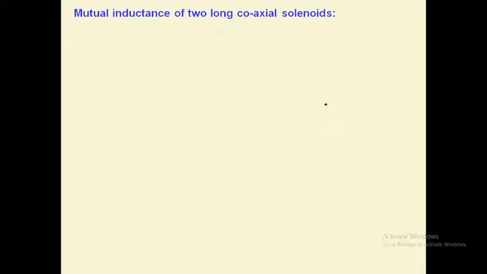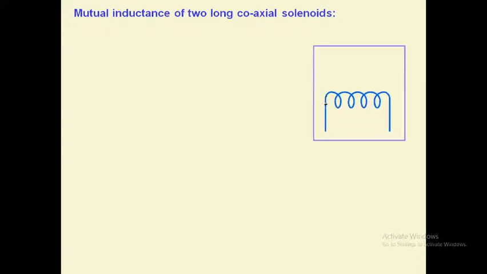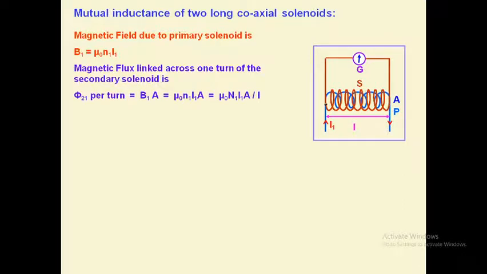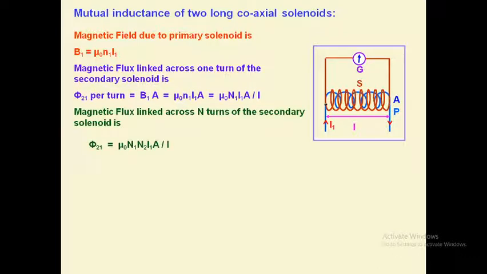Let's see if we have two long coaxial solenoids. This is the first solenoid, this is the second solenoid. Now in the primary coil I will give some current and I will see what is happening in the secondary coil. So for the magnetic flux due to the primary solenoid, the first thing is the magnetic field. For the field we have the same formula, B equals mu naught N i. So flux per turn will be equal to B into A. Then we can find the flux linked across all the N turns by multiplying it by N.